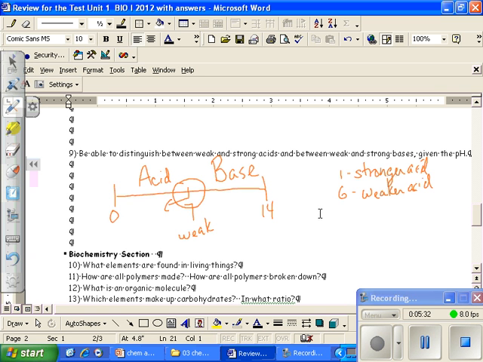If I give you pH, let's say 8 and 9, well, first of all, they're both bases. The weaker one is the one closer to 7. So this one would be a weak base, and that one would be a strong base, or at least a stronger base.